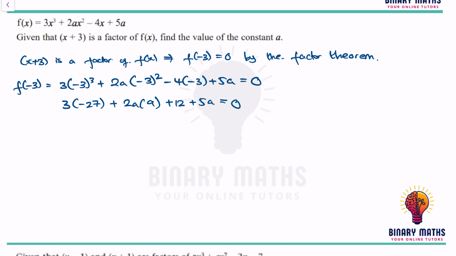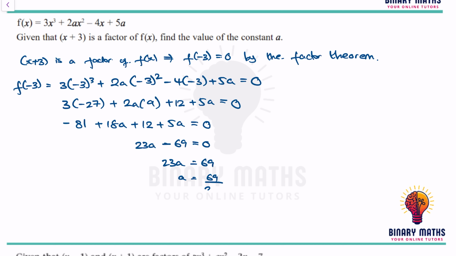So I get minus 81 plus 18a plus 12 plus 5a is equal to 0. That means I've got 23a, minus 81 plus 12 gives me minus 69, is equal to 0, which means 23a is equal to 69, which means a is equal to 69 over 23, which means a is equal to 3. So that would be my solution.